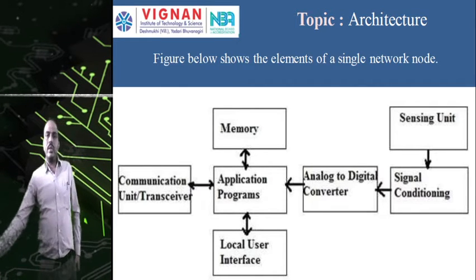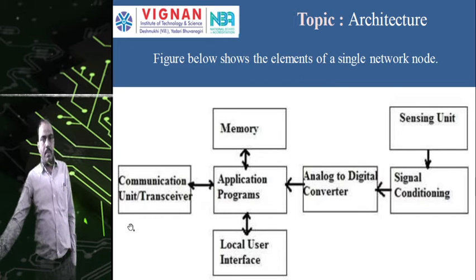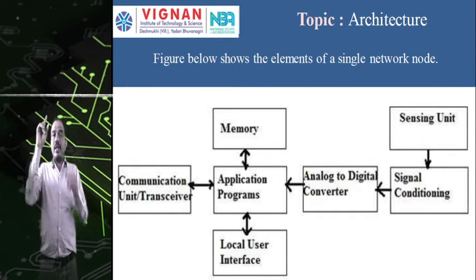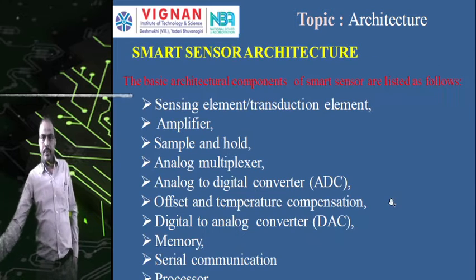For example, this is the temperature sensor network. In a similar way we have other networks: pressure, flow, humidity, like that. So all the networks have some interconnection. That is called a smart sensor network.